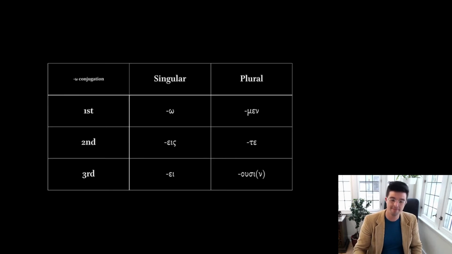So what you should have is this: o, ice, i, men, te, usi. So what I want you to do is one more time, pause, erase, and go ahead and try to write these one more time.